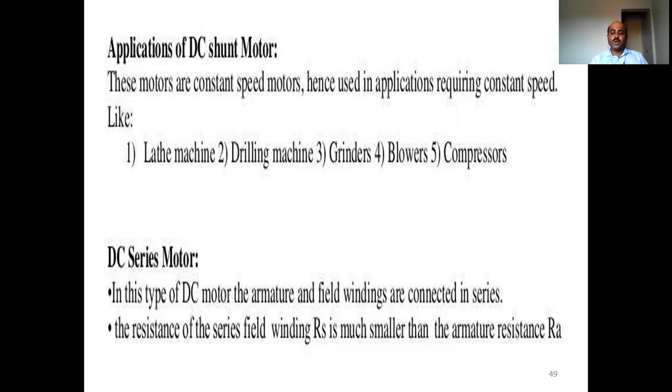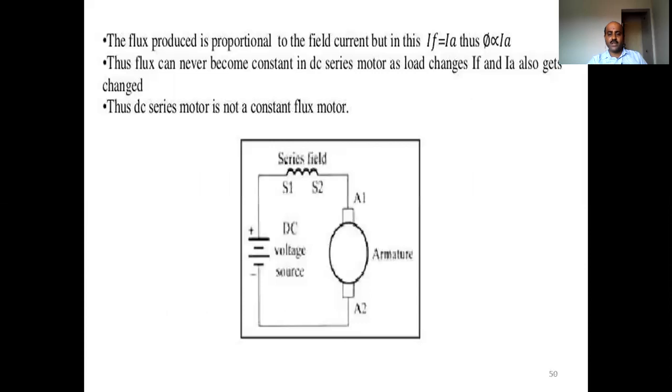Okay. Then the second type of DC motor is the DC series motor. In this type of motor, the armature and the field windings are connected in series across the power supply. The resistance of the series field winding RS is much smaller than the armature resistance RA. That's the diagram over here. You see here.